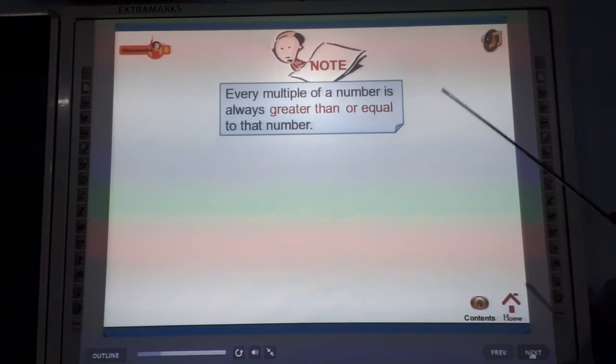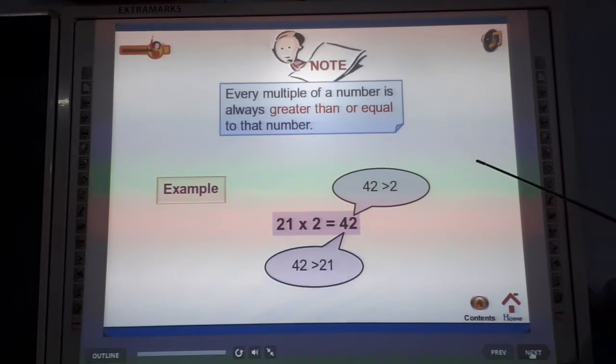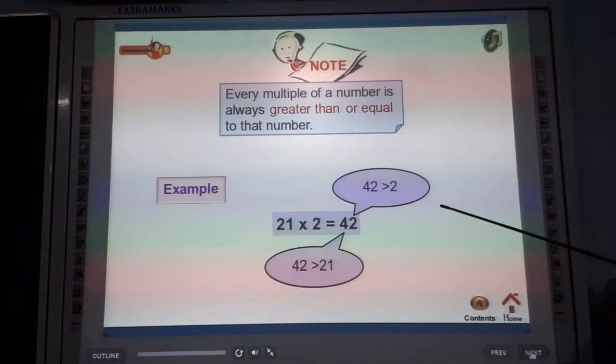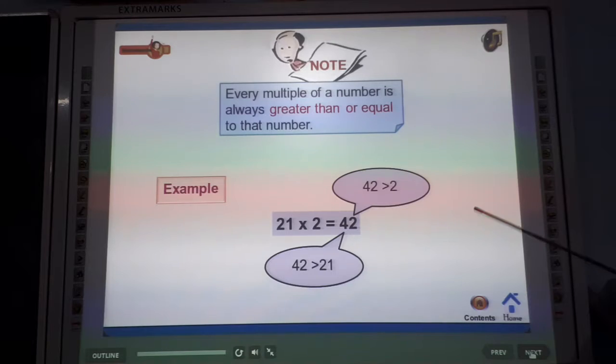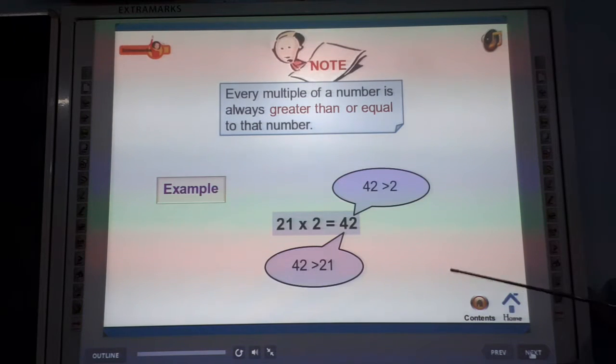Now next, every multiple of a number is always greater than or equal to that number. For example, 21 times 2 is 42. 42 is greater than 21.